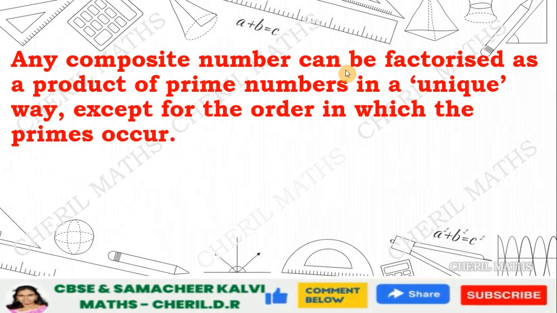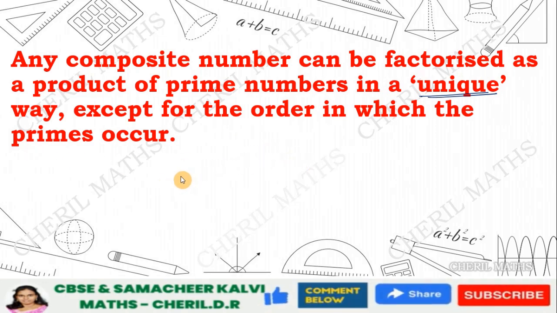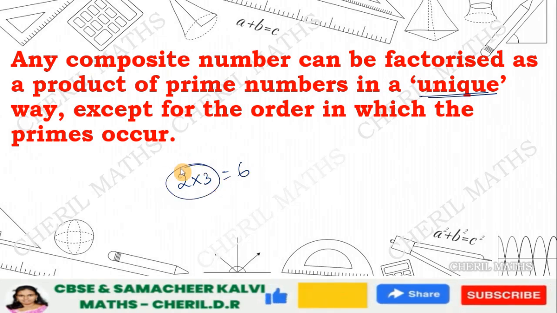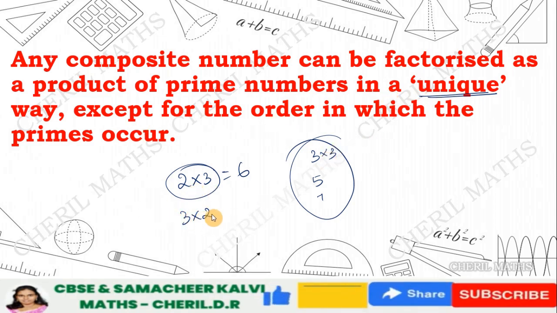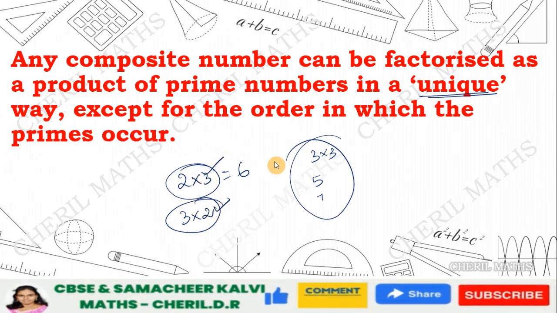So any composite number can be factorized as a product of primes in a unique way. Now I hope you have understood what this unique way is. If it is going to be a product of 2 and 3, which is 6, it can be written only as 2 and 3. You cannot write it as 3 and 3, or in terms of 5 or 7 or any other prime numbers. So that is your unique way, except for the order. Order means what? 2 into 3 can be written as 3 into 2 also. In that way you can change the order. There will not be any trouble with this.